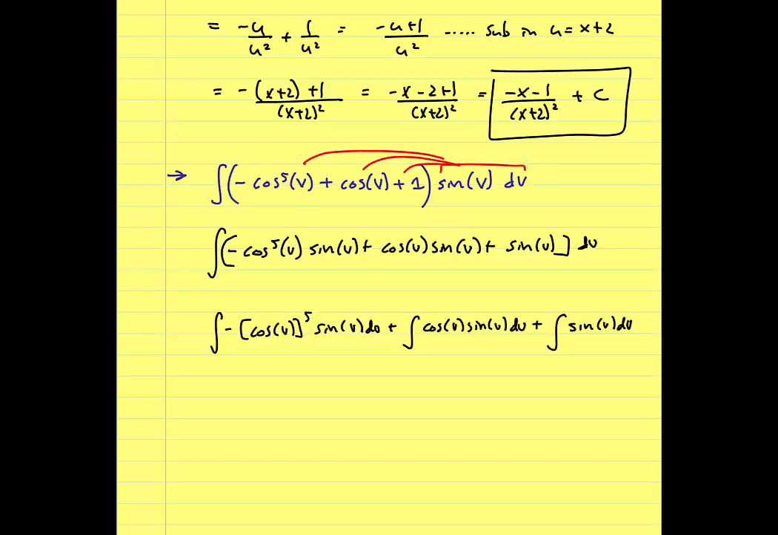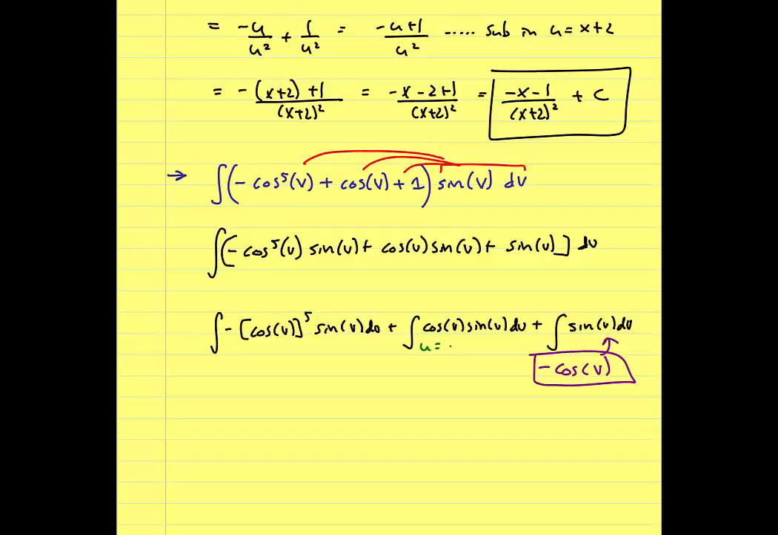Well, let's pick the low-hanging fruit first and do this last one. The integral of sine is going to be negative cosine of v. That's just the fact that it's an antiderivative. Now, along the lines, let's go ahead and use a u-substitution on all the others. So this is part of my solution, and I need to remember it.